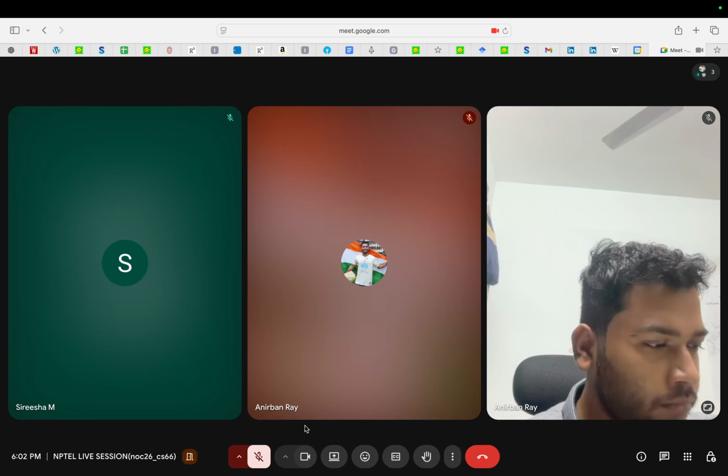Plus B11. Okay, this G is A11, right? This is what we're having. We can now write the other expressions.